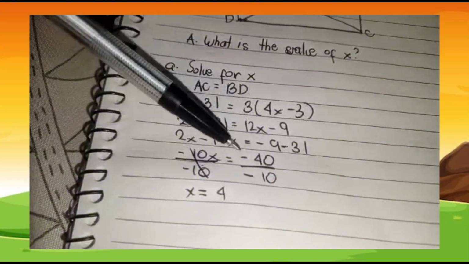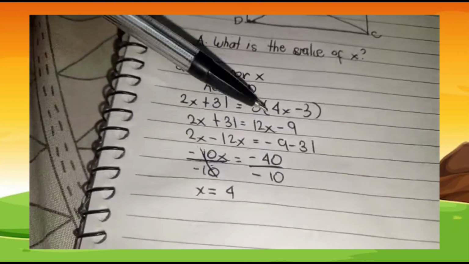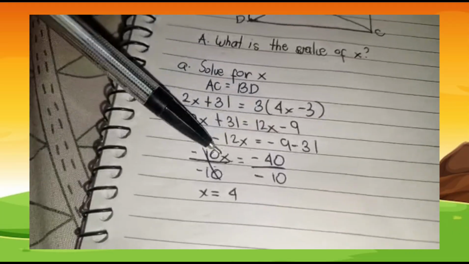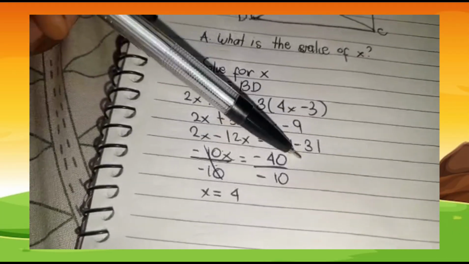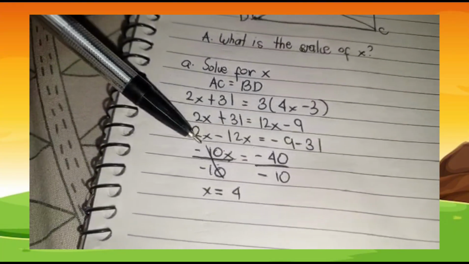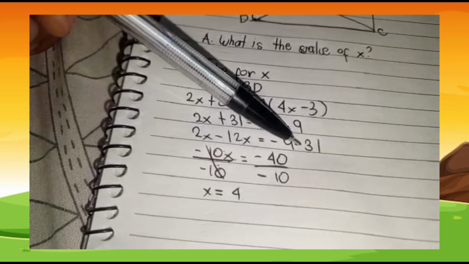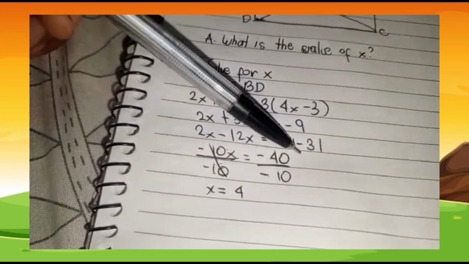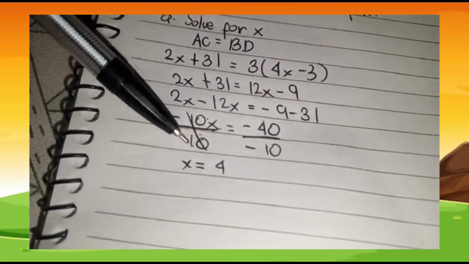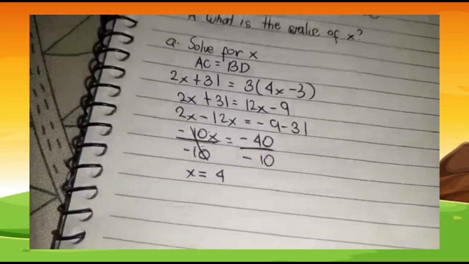So, nilipat lang natin sila. Yung may mga variables, ilipat dito. Kaya naging negative si 12 kasi nilipat siya sa kabila. At itong 31 naging negative kasi nilipat din siya sa kabila. So, i-minus mo lang, magiging negative 10x equals to negative 9 minus 31 is negative 40. So, ang gagawin natin, i-divide natin siya sa 10 at makukuha natin yung positive 4.